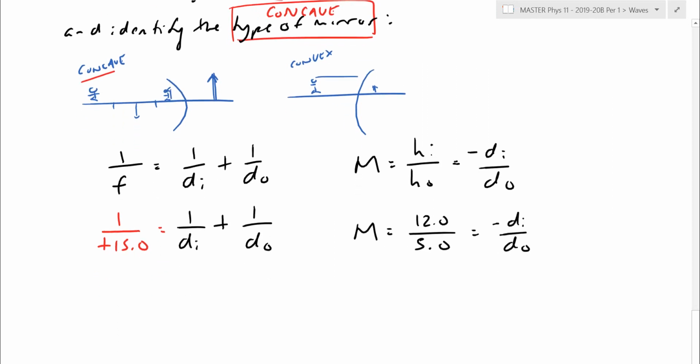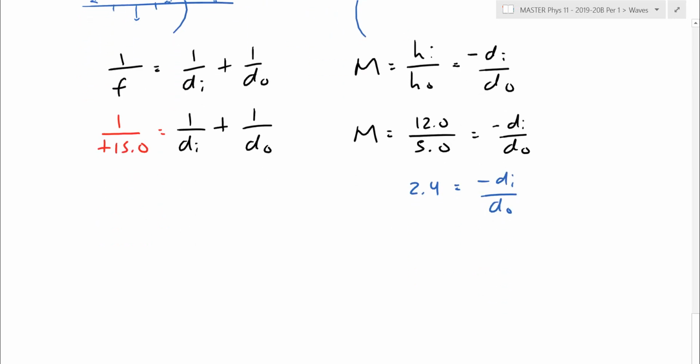If I ask you for the magnification number, you can just do the ratio on the left side. 12 divided by 5 here is actually going to be 2.4. That's supposed to be negative di over do. I don't have di or do. But like we've done earlier in the course, if I have two expressions with two unknowns, I can rearrange this to isolate for a certain variable.